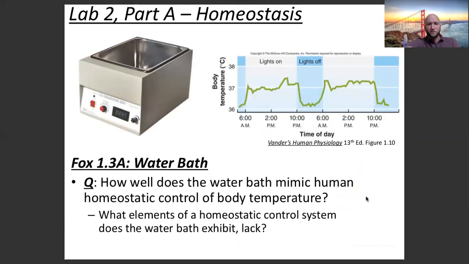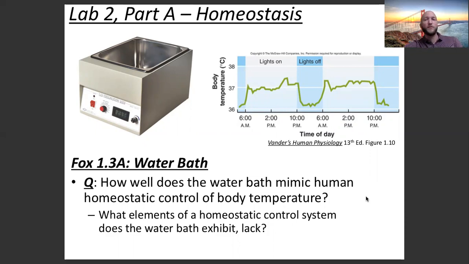All right, so how well does the water bath mimic human homeostatic control? It mimics homeostatic control because we have a set point, like body temperature, 37 degrees Celsius. If our body temperature drops, it can oppose that change and bring it back up to 37 degrees Celsius. If we put ice in the water bath, it can bring it back up to 50. So it has some negative feedback to it. That's like the human system.